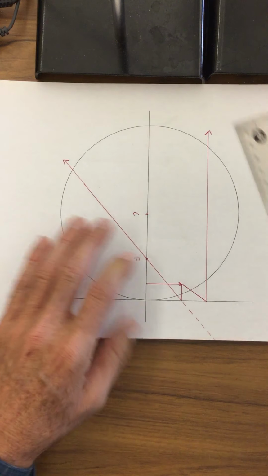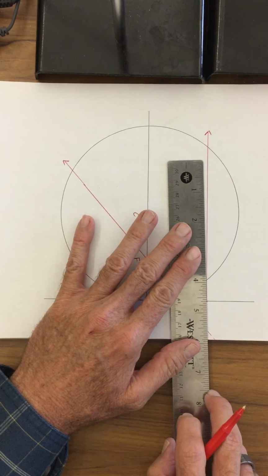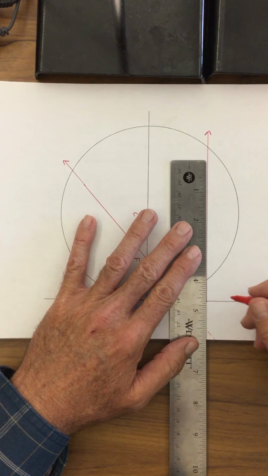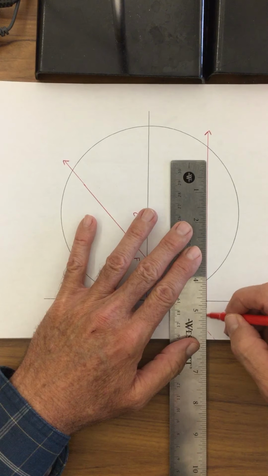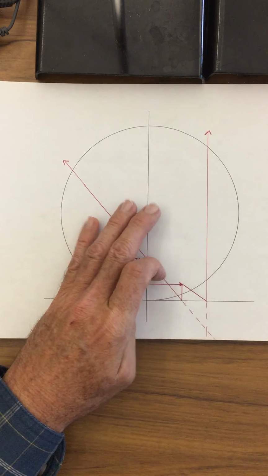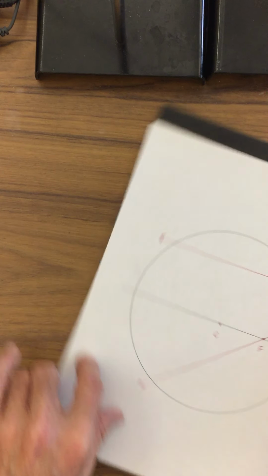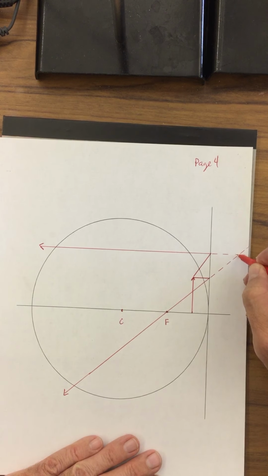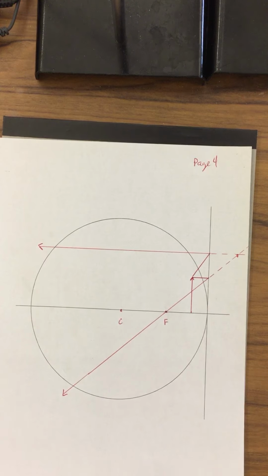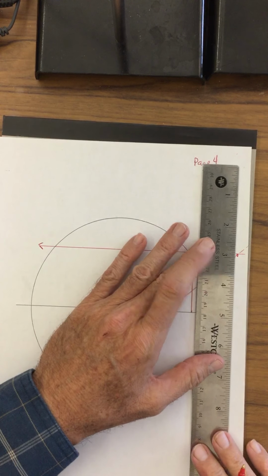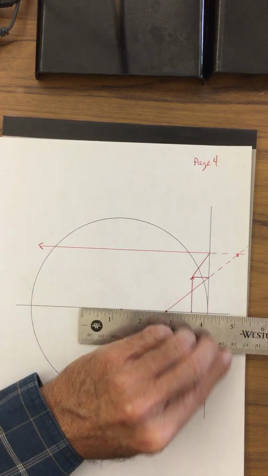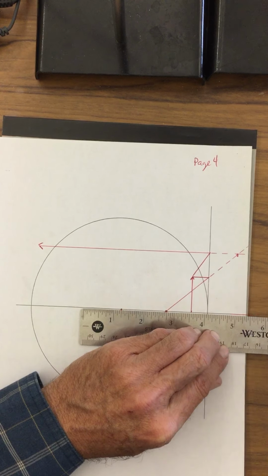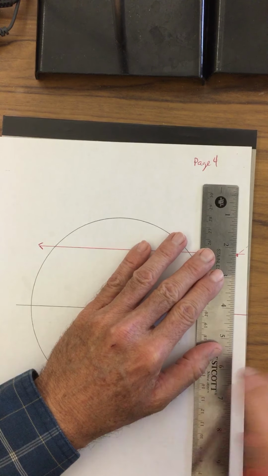So I have a sight line that goes like this, and I have a sight line that goes like this. Where they converge, that is where, let's extend this principal axis a little bit. Where they converge, that is where the image is going to appear.